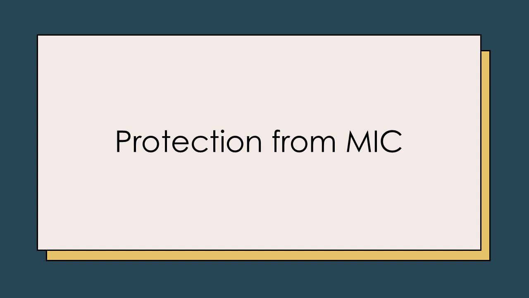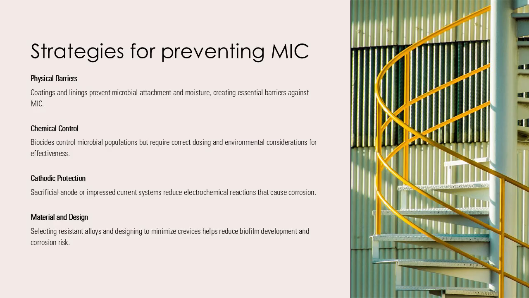Protecting metallic structures from MIC involves physical, chemical, and design-based strategies. Coatings and linings create barriers that prevent microbial attachment and moisture ingress. Biocides are commonly used to control microbial populations, though their effectiveness depends on proper dosing and environmental conditions. Cathodic protection, either sacrificial anode or impressed current systems, mitigates electrochemical reactions that drive corrosion.